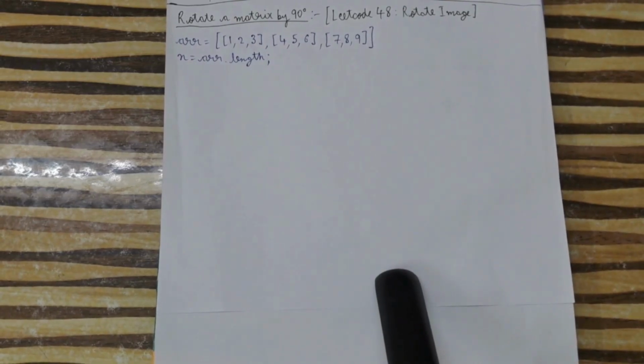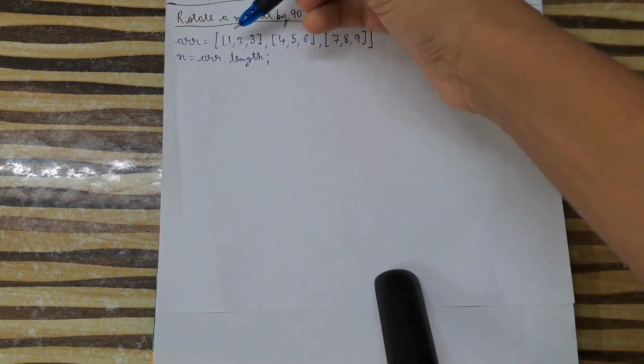Hello everyone, my name is Tej and today we will be looking at the rotate a matrix by 90-degree problem, that is also LeetCode number 48, which is labeled as rotate image. So in this question we are dealing with a 2D array that is also called a matrix.